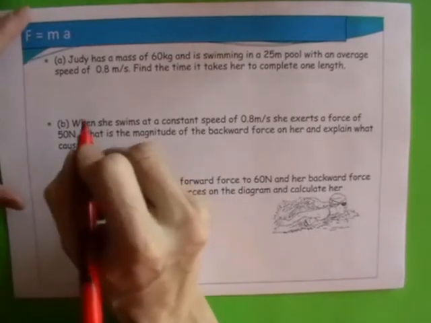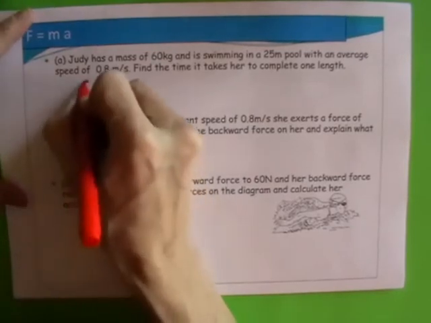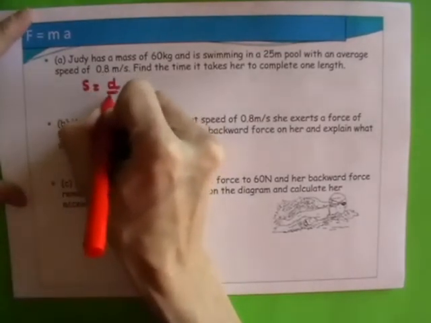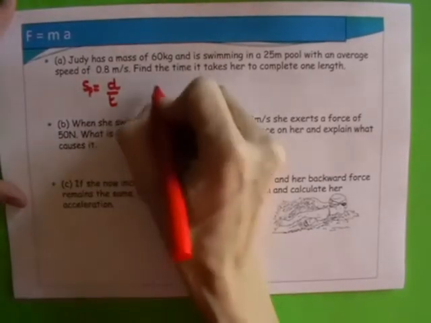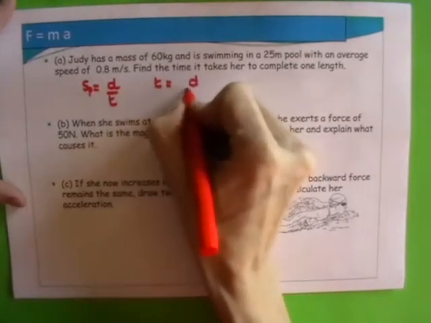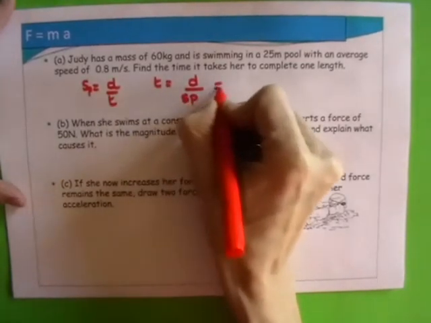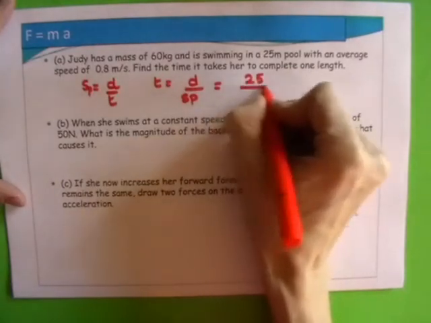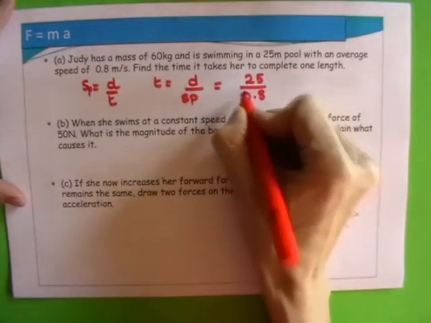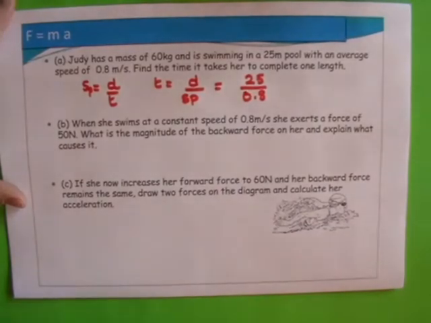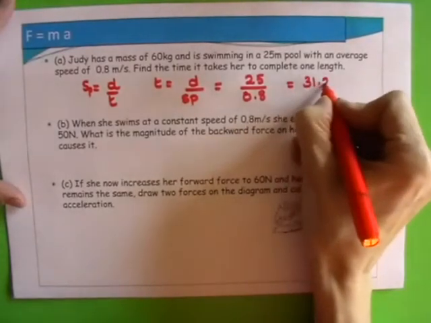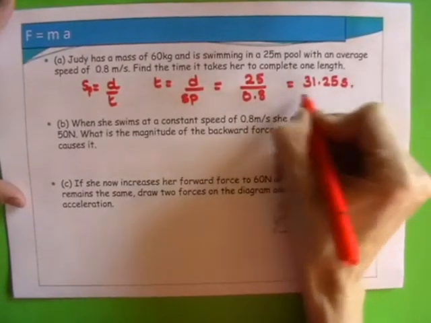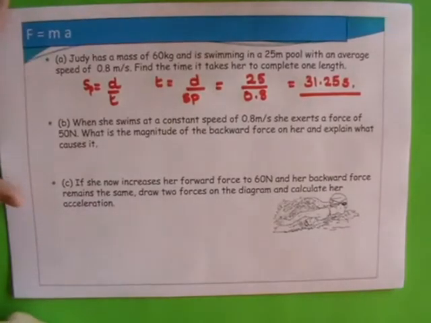So, we know that speed is distance over time. I'm going to call it SP, so we're not mixed up with displacement. And we're looking for time. So time is distance over speed, if you rearrange it. And the distance is 25, and the speed is 0.8. So 25 divided by 0.8 gives you an answer of 31.25 seconds. And that's the time it takes her to complete one length, 31.25 seconds.